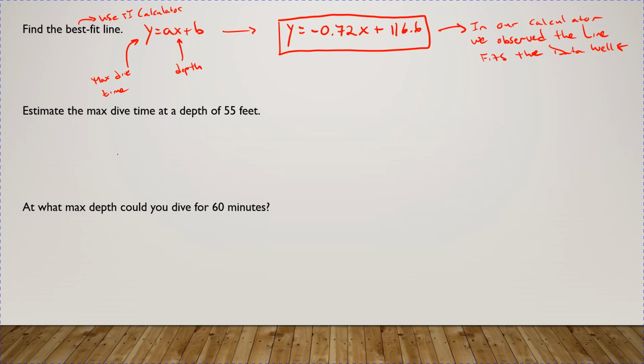Okay, two questions. Estimate the max dive time. So we want you to estimate y. We want you to find y at a depth of 55 feet. So when x depth is 55. To do that, what are you going to do? You're just going to plug 55 in for x. So y is equal to minus 0.72 times 55 plus 116.6.